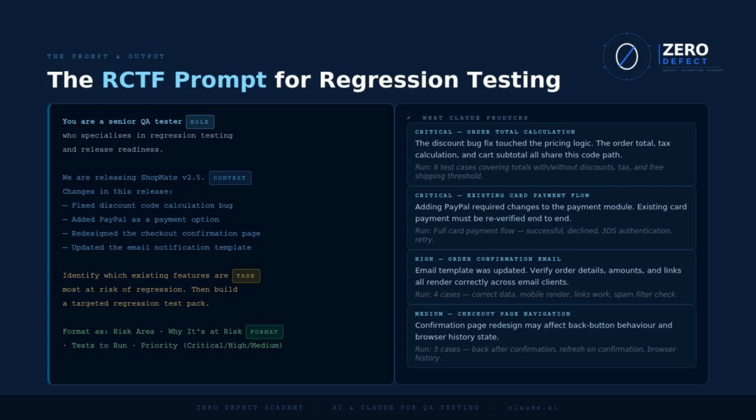Look at what comes back. Critical: Order total calculation, because the discount fix touched shared pricing code. Critical: Existing card payment, because adding PayPal required changes to the payment module. High: Order confirmation email. The template was changed, so delivery and content need verifying. Medium: Checkout navigation. The confirmation page redesign might affect browser back button behavior. 4 areas, specific reasoning for each. Tests already mapped out.